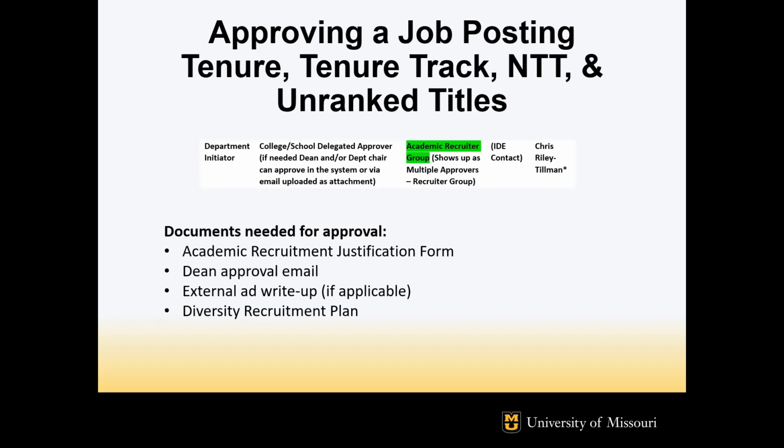Before moving along the chain, remember to go to the Activities and Attachments tab to upload all of the documents needed for approval. The necessary documents needed for approval are listed here. So you need the academic justification form, dean approval email, any external ad write-ups that you might have. And remember, your ads should match what you have posted on the website. And then your diversity recruitment plan if you did not answer it in just question number 6 under the justification form.